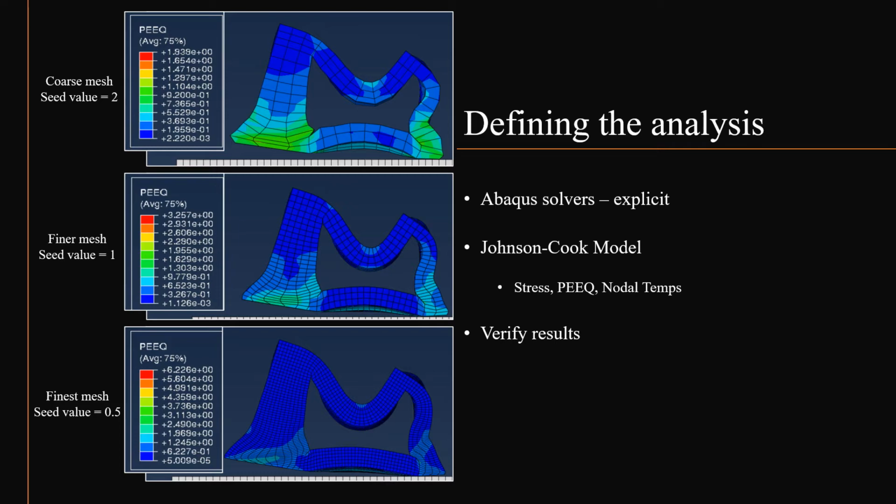Within this explicit analysis, I used the Johnson-Cook model with both rate and temperature dependence to define the parameters for the simulation. This produced output variables such as stress, equivalent plastic strain or PEEQ, and nodal temperatures. These outputs helped identify where shear bands formed. For example, the 3 figures on the left show a map of the strain on the model with different mesh sizes. The green areas indicate higher strain values than the blue areas, leading to the conclusion that shear bands could develop here in a more realistic model.